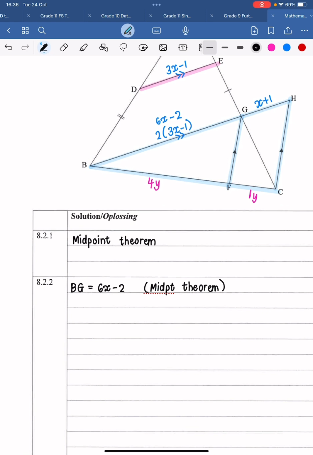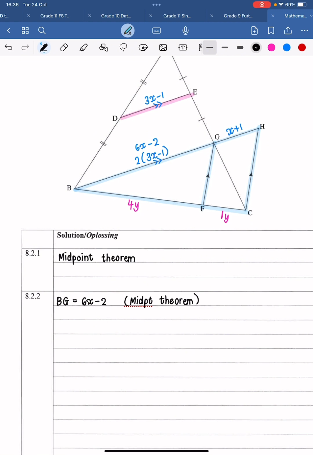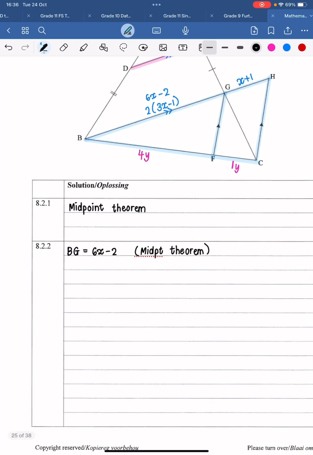And now, because of prop theorem, if FC over BF is 1 over 4, then x plus 1 GH over 6x minus 2 BG is also going to be 1 over 4. So I'm going to write that down. x plus 1 over 6x minus 2 is equal to 1 over 4. The reason for this is prop theorem.